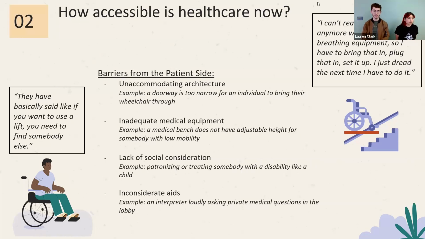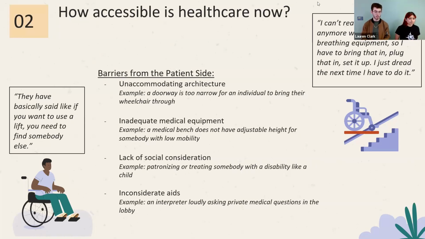Another barrier that the patients named was a lack of social consideration. A lot of them found that providers were condescending and would often patronize them. Instead of talking directly to the person with the disability, providers would often talk to the caregiver and completely disregard the person with a disability and treat them like children.